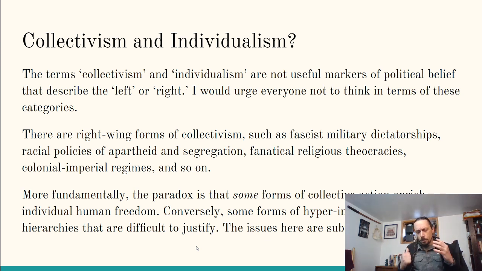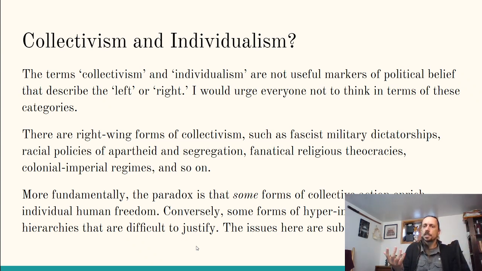And on a really fundamental level, I think there's a weird paradox we have to come to grips with here, which is that some forms of collective action really enrich individual human freedom. I'm thinking of things like a collective notion like human rights applying to everyone, equality before the law, right? That's a collective thing that enriches the individual.